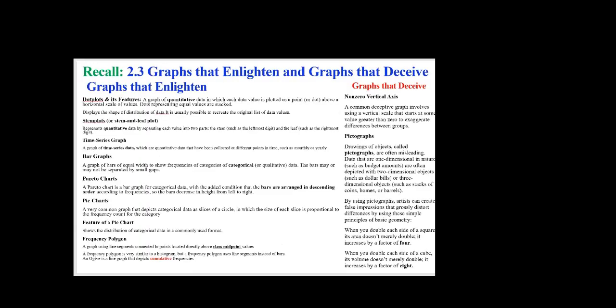We also looked at graphs that are helping understand the data better, and also graphs that deceive. So we have those kinds. We looked at dot plots, stem plots, time series, bar graphs, Pareto charts, pie chart, polygon, ogive. We also looked at a couple of examples that are deceiving, such as non-zero vertical axis and pictographs. The main thing I want you to remember is that non-zero vertical axis is used a lot, and when you read a graph, you want to be mindful of that.